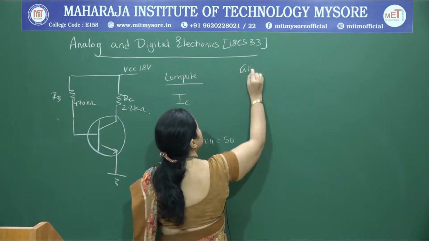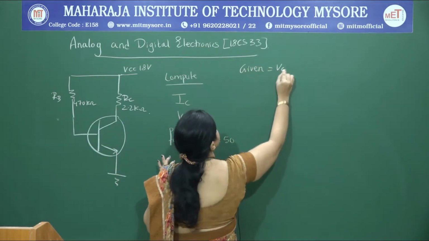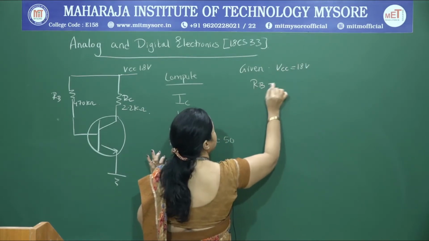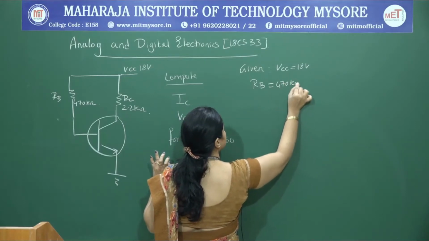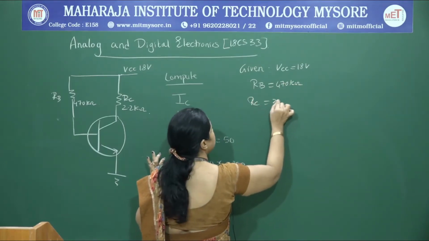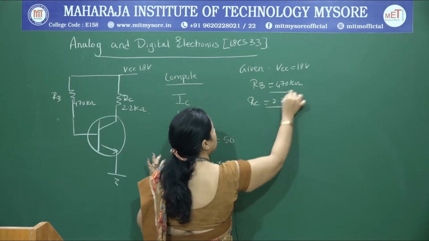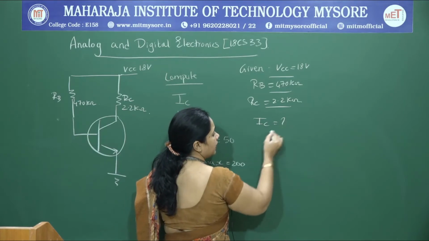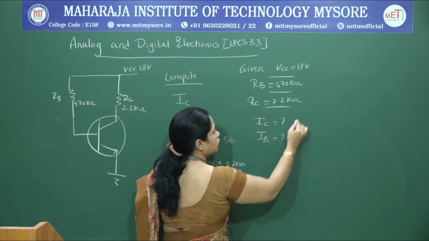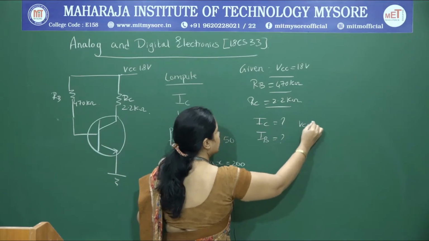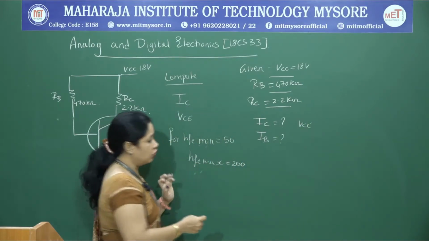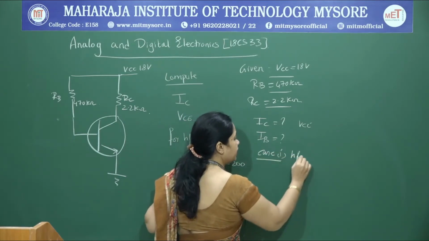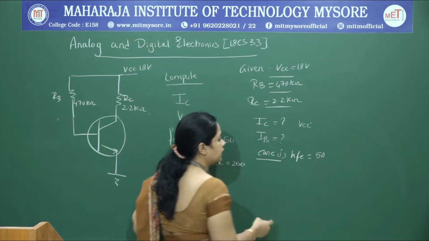So, what is given? VCC is equal to 18 volts. We are given RB as 470 kilo ohm. We are given RC as 2.2 kilo ohm. Now, I need to determine IC. In order to determine IC, I need IB, and we also need to determine VCE corresponding to the minimum and maximum values of gain. So, case 1, I will take the gain hFE as 50.